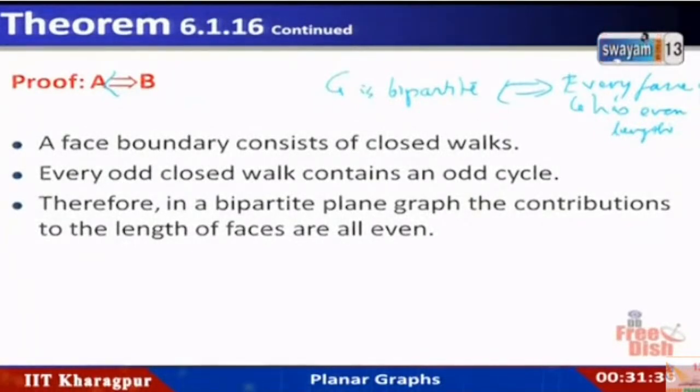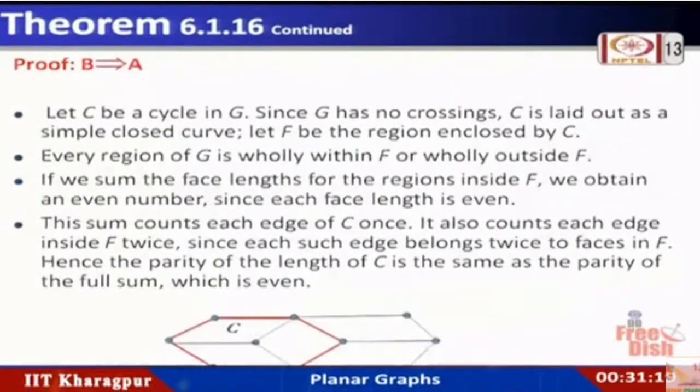Now let us see that the face boundary consists of closed walks. So every closed walk contains an odd cycle. Therefore in the bipartite plane graph, the contributions to the lengths of the faces are all even. Hence A is equivalent to B. Now B is equivalent to C.